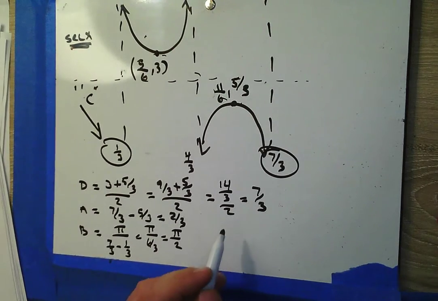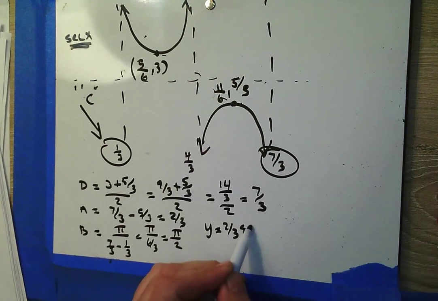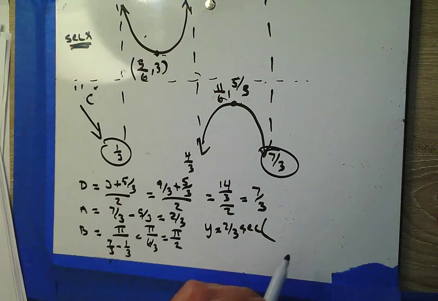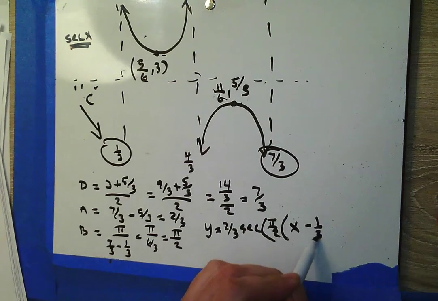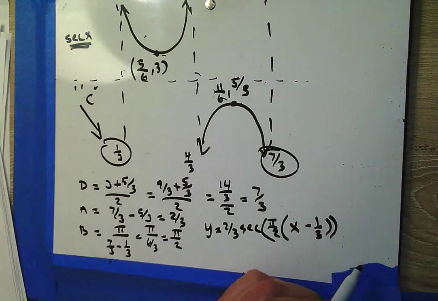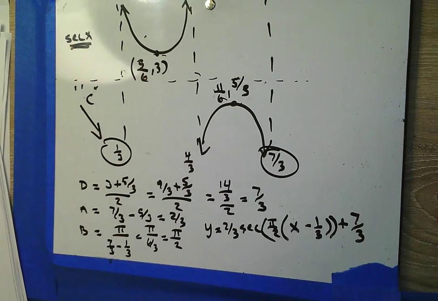So this equation then would be y equals 2 thirds secant, parentheses, pi over 2. Remember, when we go backwards, we use the extra parentheses. X minus our c value, close 2 parentheses, plus our d value. Okay? There's our equation. Y equals 2 thirds secant pi over 2 parentheses x minus 1 third close 2 parentheses plus 7 thirds. And remember, you could always check this on your graphing calculator.